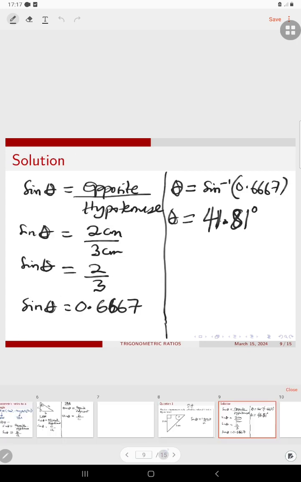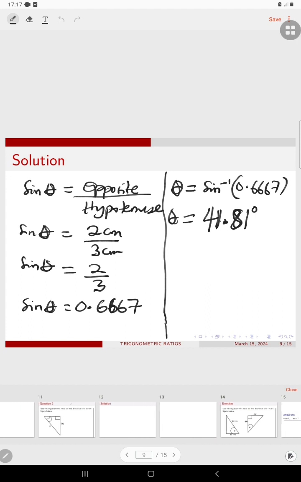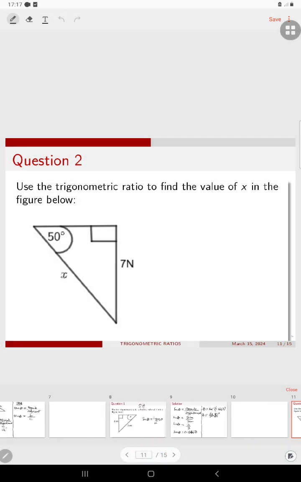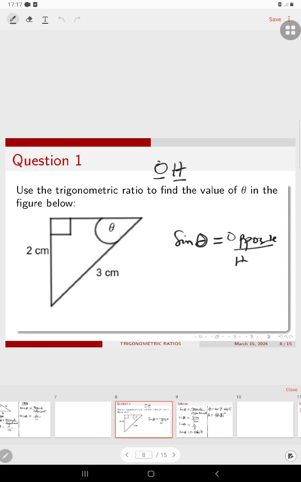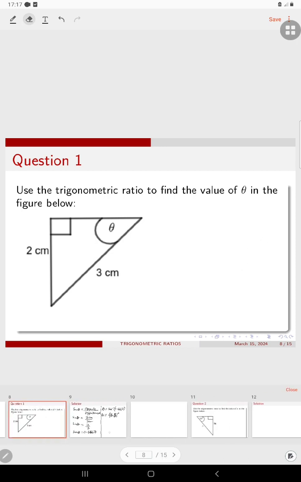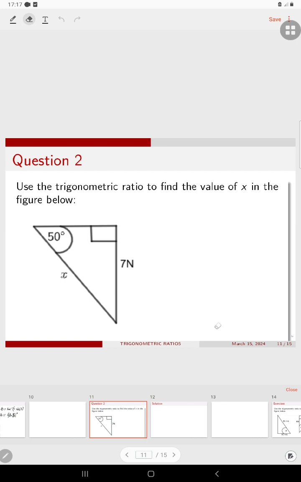Now let's have another question on this. So you always look at what you have been given and what they want you to do. We have been told to use trigonometric ratio to find the value of x in this diagram. So you see, for the first one, we use the trig ratio to find the interior angle. With the help of the trig ratio, we have been able to find the interior angle here. All right. Now they want us to use the trig ratio to find the side. And how do we find it?